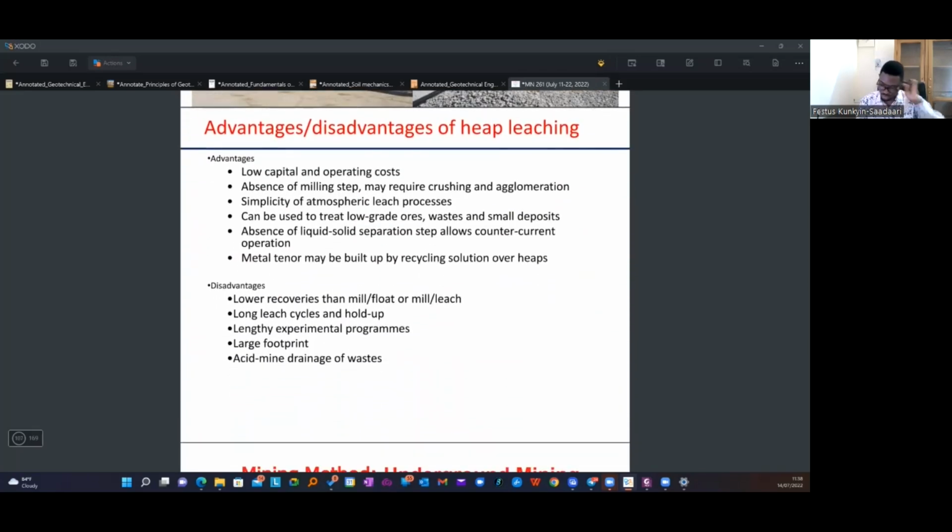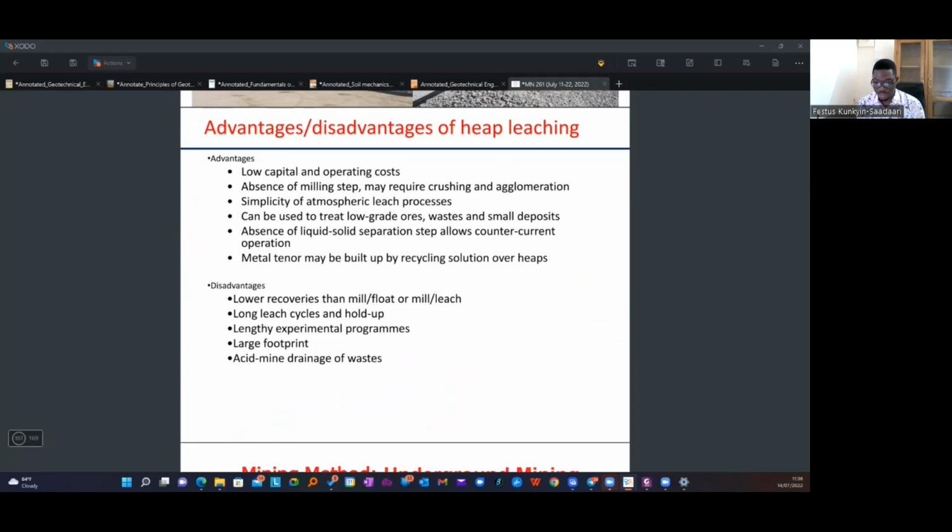So what are the advantages and disadvantages? Low capital and operating cost. So the low capital and operating cost here is that I will drill and blast, but I will escape crushing and escape milling. And so I will save some money there.